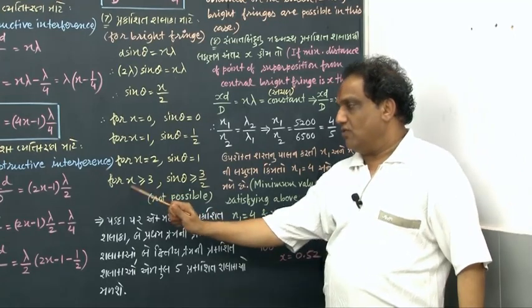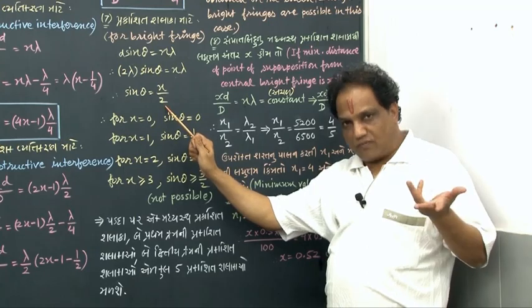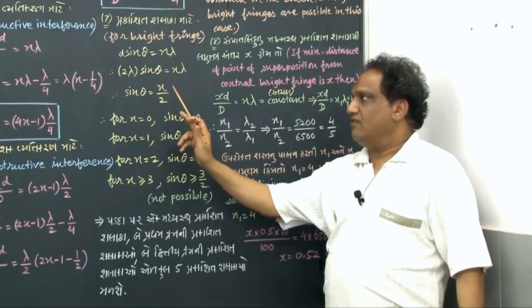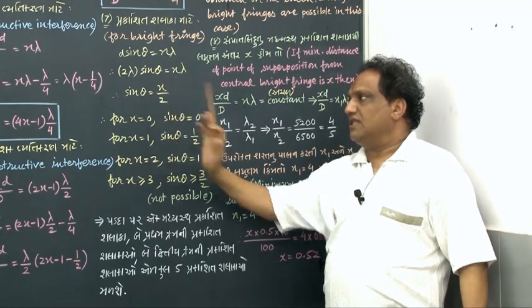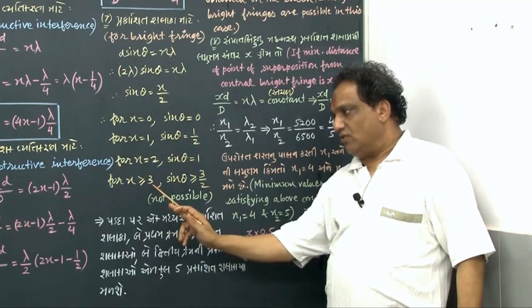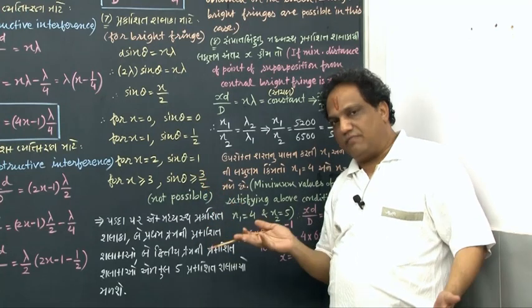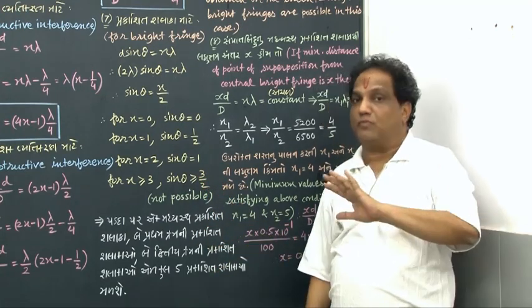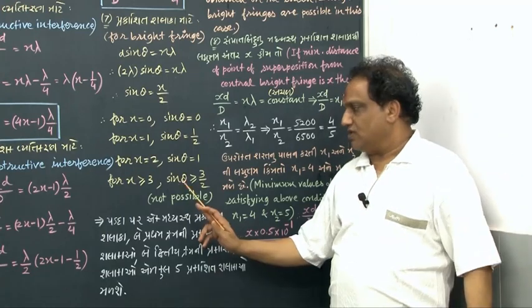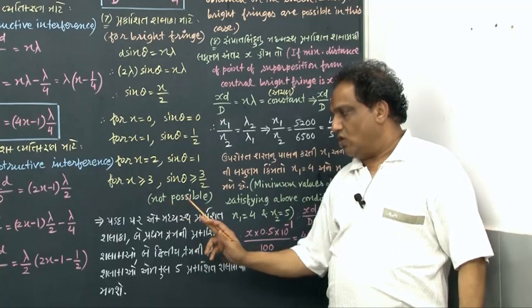If you take now n equal to 3 or greater than 3, put 3 here, it will be 3 by 2, which is 1.5, which is greater than 1. For n greater than or equal to 3, sin theta will be greater than or equal to 3 by 2, but 3 by 2 itself means 1.5, which is greater than 1, not possible, because the range of the sine function is -1 to +1. That's why it is written in brackets, not possible.